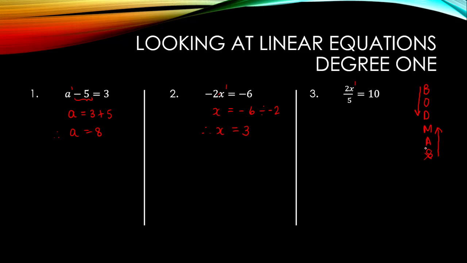Is there anything that, when moved over the equal sign, is going to do an addition? No. Is there anything that, when moved over the equal sign, is going to do a multiplication? Yes. Here is a division right here. This division of 5, when moved over the equal sign, will do a multiplication. So that is what needs to be moved first.